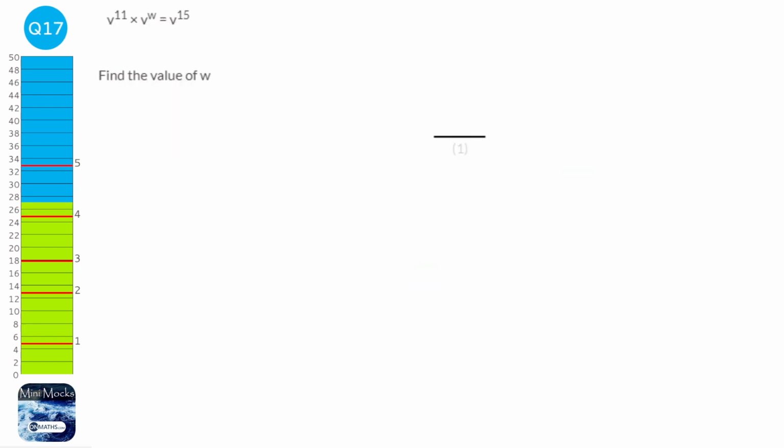We know that when you multiply powers with the same base, and here we've got all these as base v, you add the powers. So we're actually looking at what do we add to 11, which is this one here, to get to the 15. 11 plus 4 is 15.